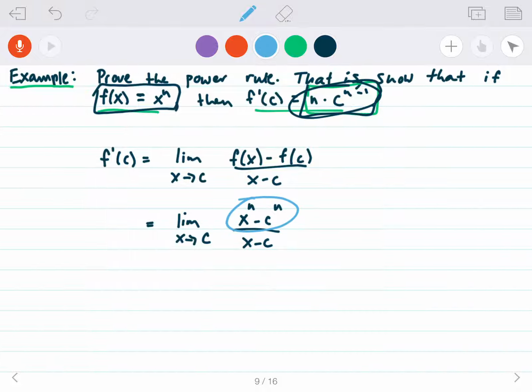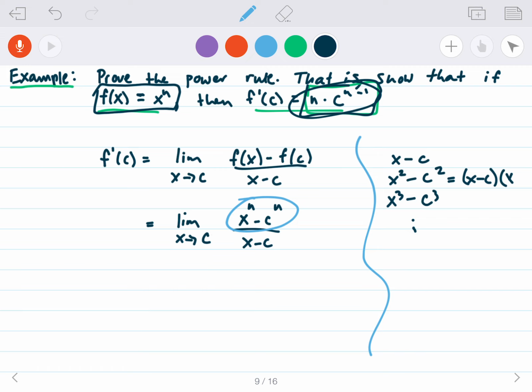And so if we look at the top and we just do some scratch work off to the side, we'll notice a pattern here. When n is 1, we get x minus c. When n is 2, we get x squared minus c squared. And so forth and so forth. When n is 3, we get x cubed minus c cubed. And so x squared minus c squared is going to equal x minus c times x plus c.